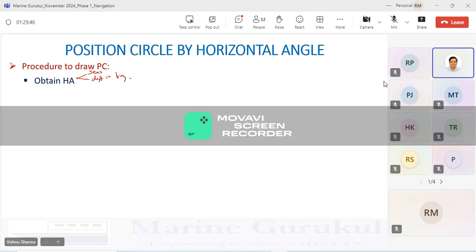Once you get the horizontal angle, what will you do next? Next, you will subtract it from 90. You will obtain its complement, 90 minus horizontal angle. So, you'll first determine the horizontal angle, then you will subtract it from 90. You'll get 90 minus horizontal angle. Now we come to the most important part of this question. Guys, then we will join the two objects and draw the baseline.